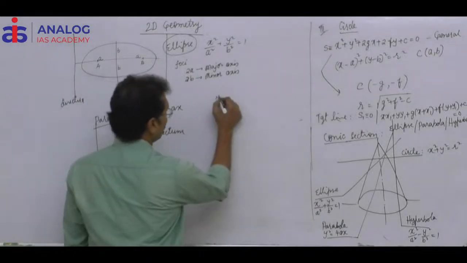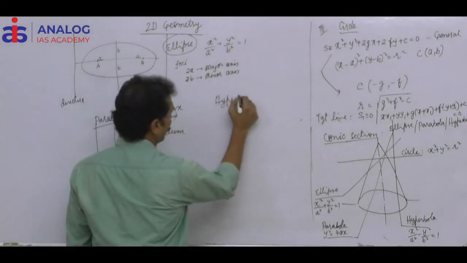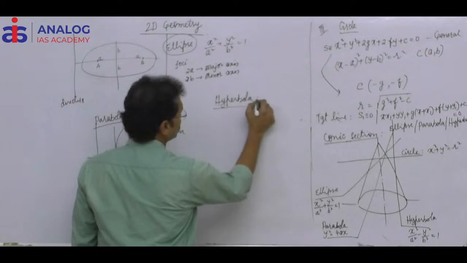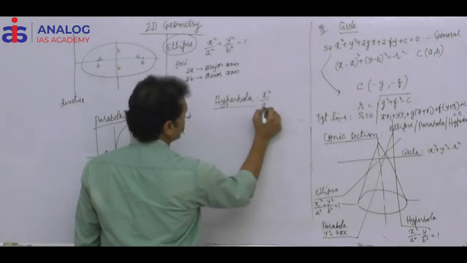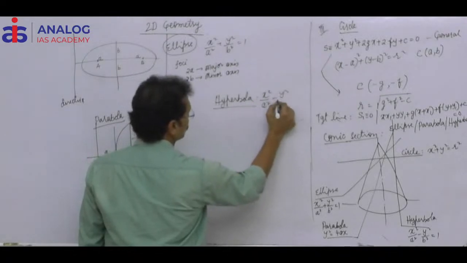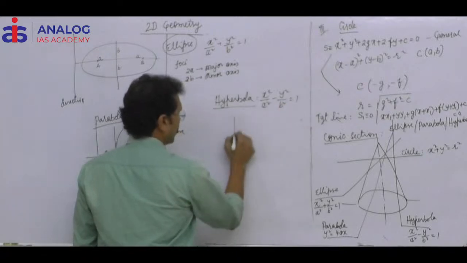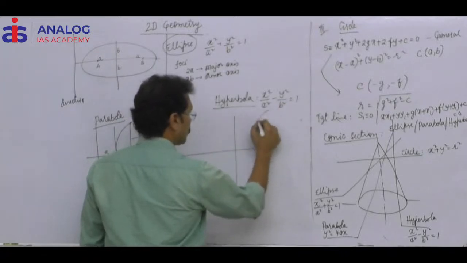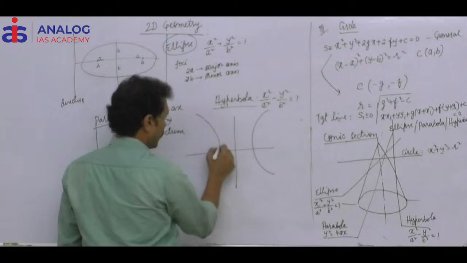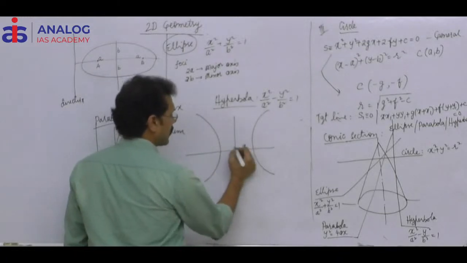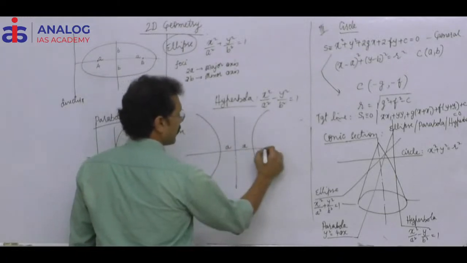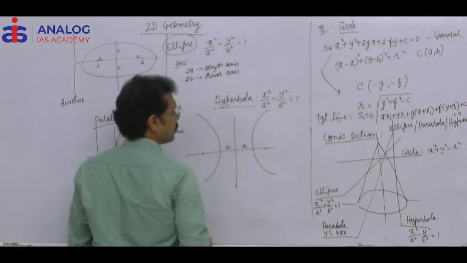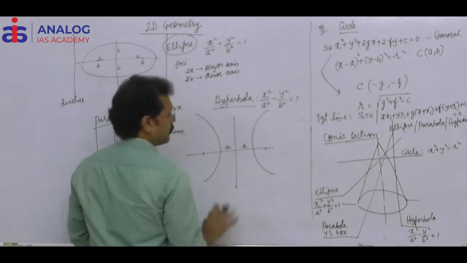And then hyperbola. Hyperbola is what? x square by a square minus y square by b square equal to 1. It would be something like this: one branch, another branch like this. This is a, this is a. It has a focus, it also has a focus. Okay? Two branches.